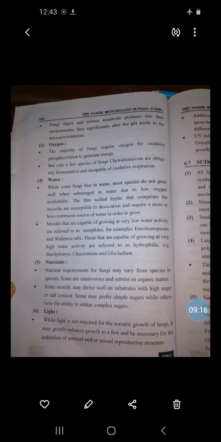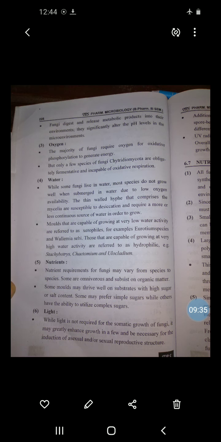For example, Eurotium species and Wallemia sebi.